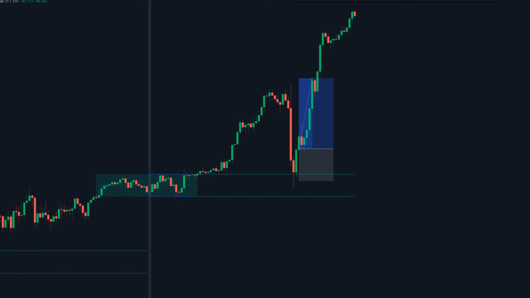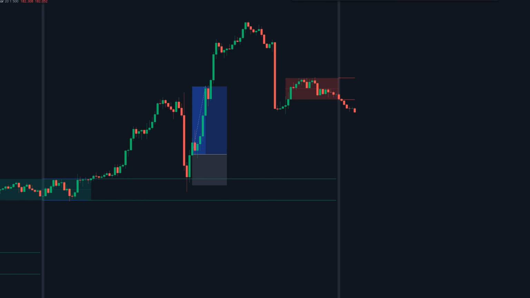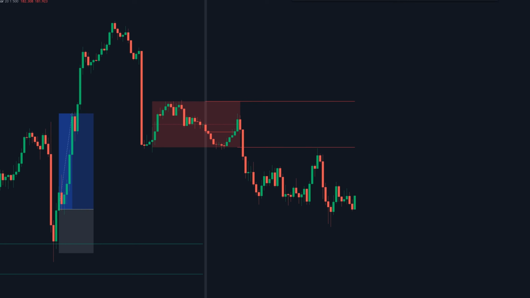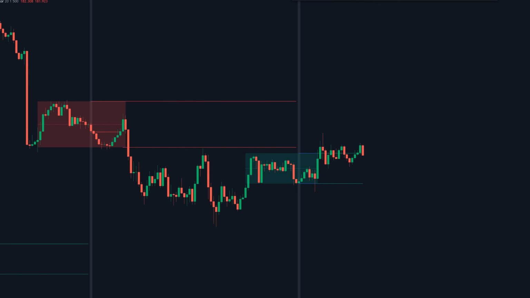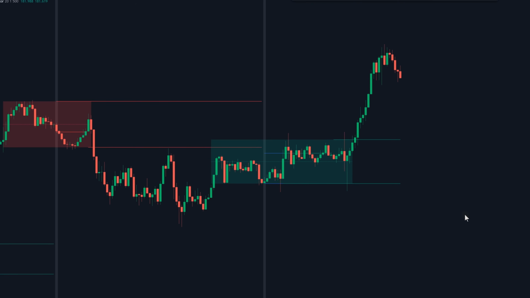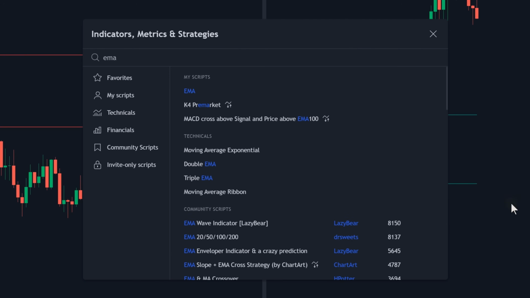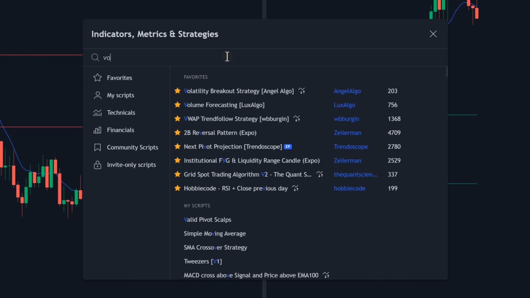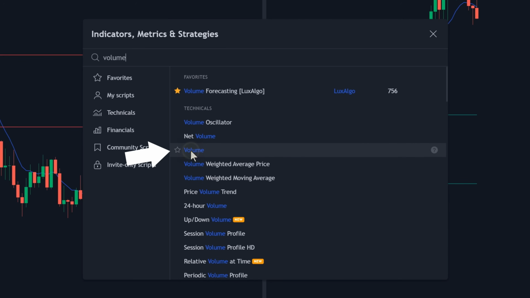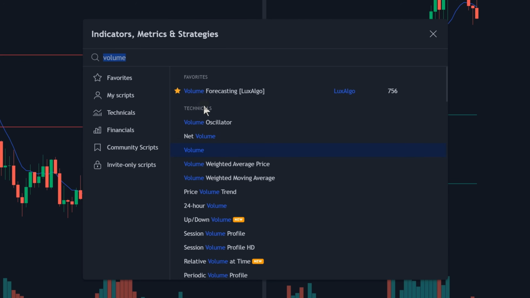But of course, in order to make any strategy extra profitable, we would need to have a trend filter indicator as well as a volume confirmation indicator on our chart. Open the indicator search tab and type in EMA. Select this one right here. And then type in volume. And it's going to be this one by TradingView that's under the Technicals tab.